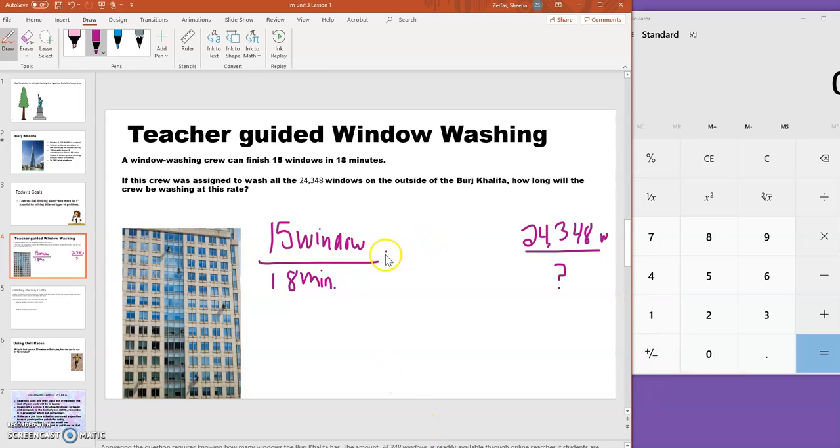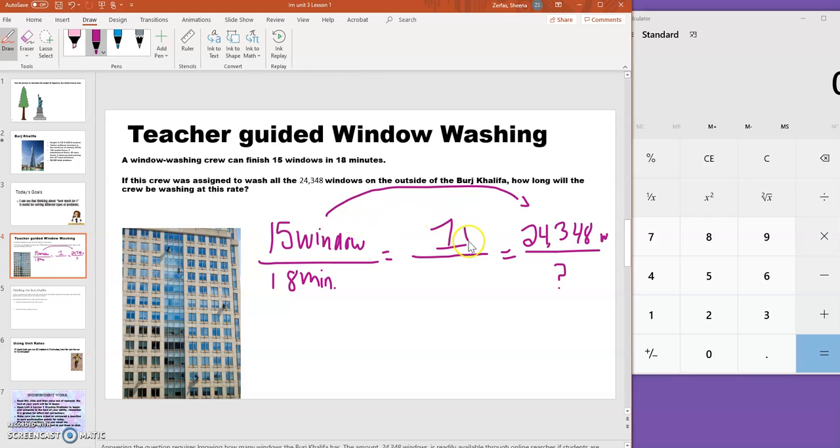If this was very similar to a ratio problem, we would be trying to figure out what we multiplied 15 by to get to 24,348. That will be very difficult, and so we are going to first calculate a unit rate. A unit rate tells us how much for just one. Once we identify how much for one, then it becomes much easier to figure out such a large number, 24,348.